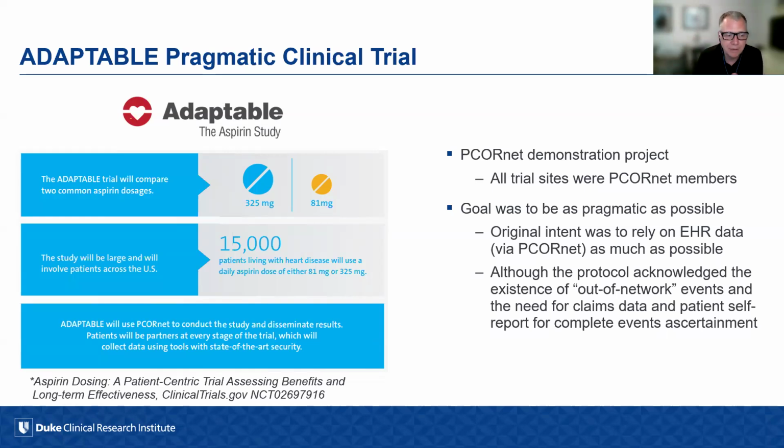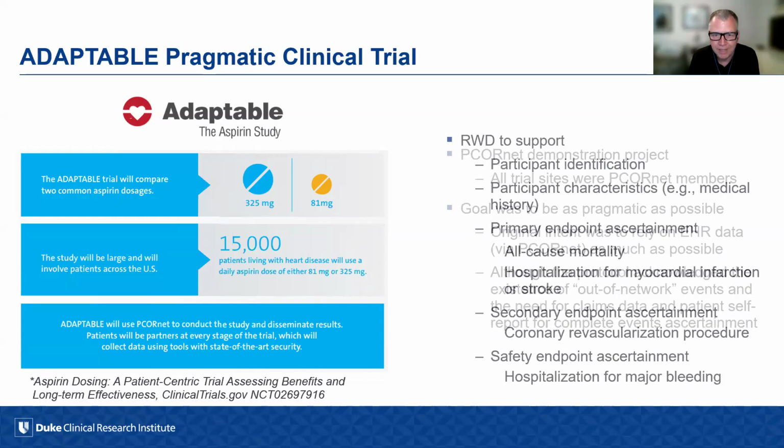If I work at Duke, and somebody goes down the street to UNC and gets hospitalized, we won't know about it if they're a Duke patient, right? So the protocol for adaptable did acknowledge the existence of these out-of-network events and the need maybe for claims data and patient self-report in order to have complete events ascertainment. But it was like one bullet point. But it was the bullet point that I think ended up giving us the most heartburn in this study. And I'll demonstrate that in a little bit.